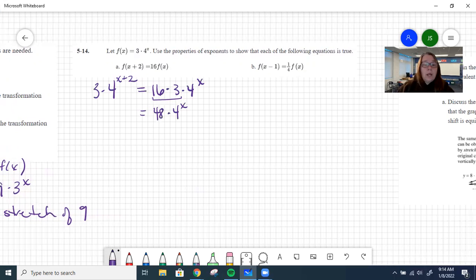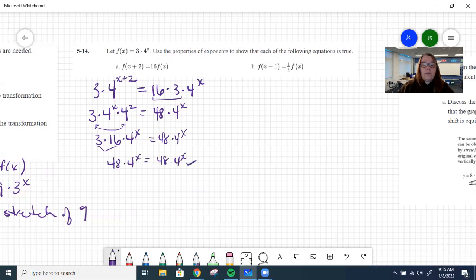We'll leave that alone. Now this here, this 4 to the x plus 2, I can split up into 4 to the x times 4 to the second, right? Because if I have two things with the same base, I can add the exponents and keep the base. So these two things are equivalent. Okay, I'm going to multiply now these together. So 4 to the second is 16. So I have 3 times 16 times 4 to the x. 3 times 16 is 48 times 4 to the x. You see that's the same thing as what we had on the other side. Okay, so we're trying to show that they're equivalent, and here I've done it.